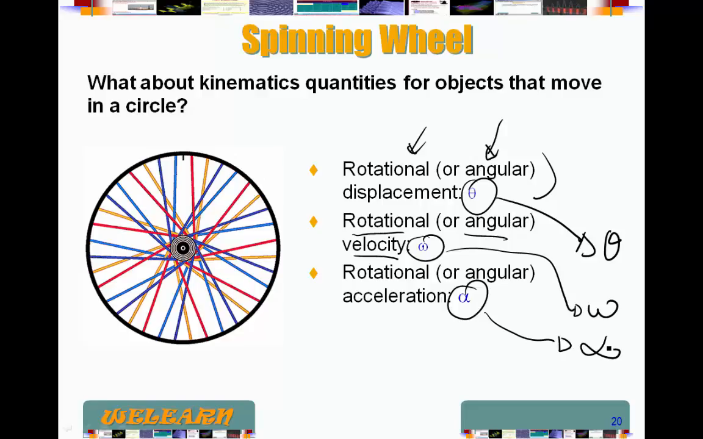For example, a rotational displacement can be something of the sort: it made 10 rotations. That's a rotational displacement. Half a rotation is a rotational displacement. A quarter of a rotation is a rotational displacement. Or instead of saying rotations, we can use another unit, degrees. 480 degrees displacement.